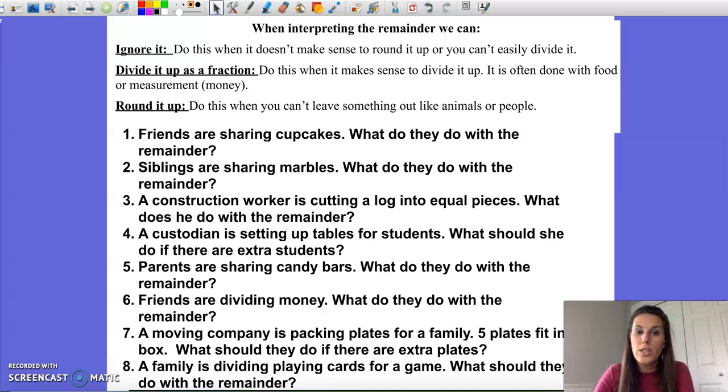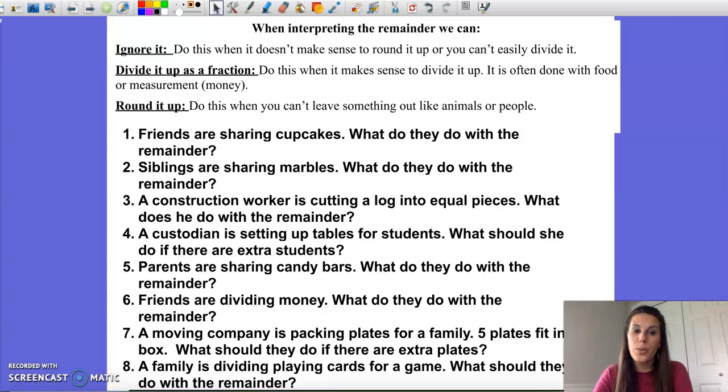Number 4, you would want to say round up. So if you have extra students, you need to round up and include an extra table so that everyone has a seat. For number 5, you would have written divide. It's candy bars, it's food, you can split that up evenly. Number 6, the same thing, divide, it's money. You can evenly divide that up. For number 7, you should have said round up. So it's putting plates in boxes. And if you have extra plates that are left out, you need to take them with you when you move. So you're going to round up to include an extra box.